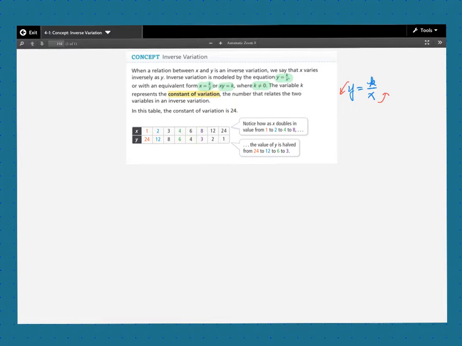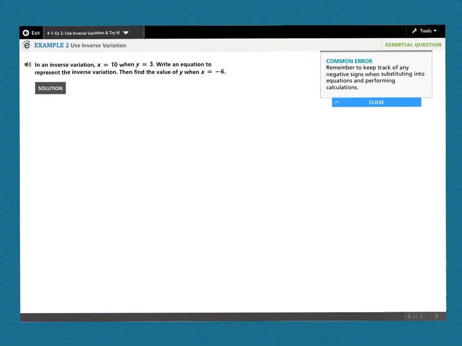Okay. So when I work on these problems, that's all I remember, because customarily, all we remember is y equals something. So as long as I know it's a constant over the x value, I can solve just about anything. In this example, it's an inverse variation, so that's important. That's already disclosed here. Okay, x equals 10, y equals 3.